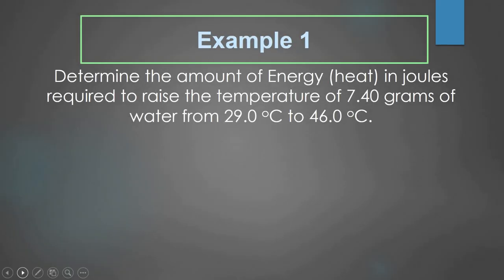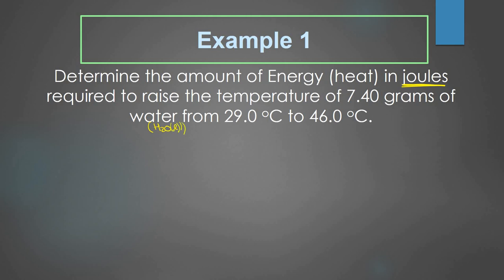So we're going to go through our first example. It's asking us to determine the amount of energy, so we're now trying to find energy in joules. We're trying to find the joules required to raise the temperature of 7.0 grams of water. It says water, so we know that this is H2O in liquid form.